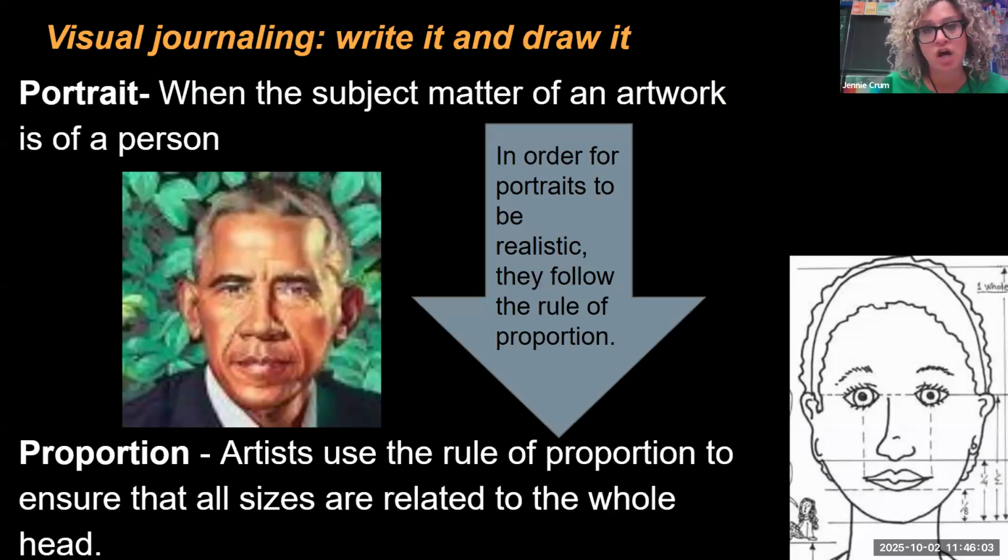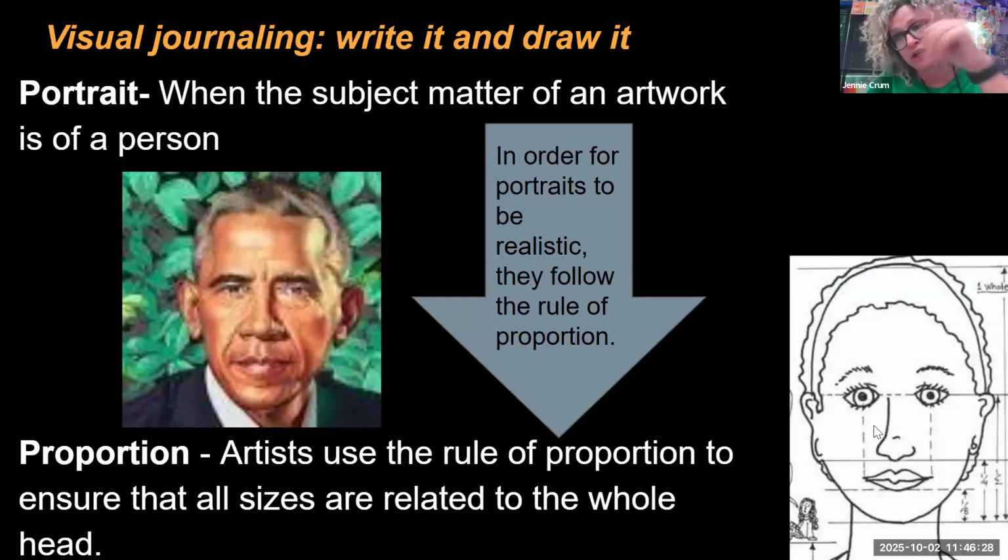So when the subject matter or the topic of an artwork is a person, that is called a portrait, not a landscape, not a still life, it is a portrait. As you can see here, this is a presidential painting, the official presidential painting. I believe it was painted by Kehinde Wiley. Very representational, very realistic. It looks like former President Obama.